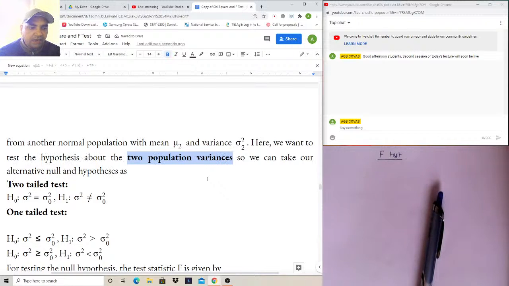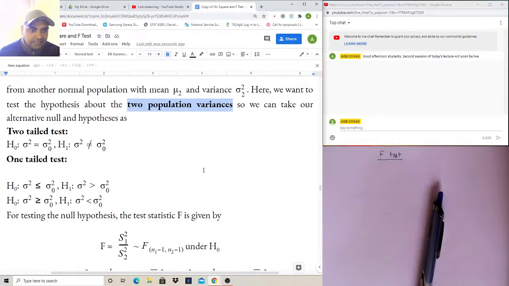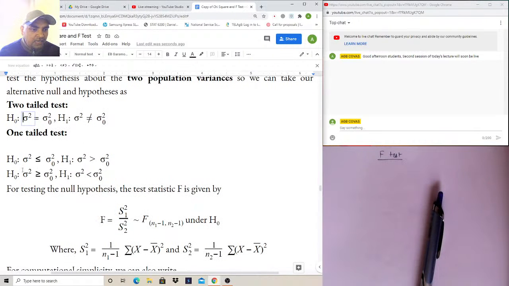So we can take our null and alternative hypotheses as follows. If it is a two-tailed test, the null hypothesis says that the variance of the first population is equal to the variance of the second, and its converse will be the alternative hypothesis. Similarly, in the case of a one-tailed test, the null says the first is less than or equal to the second, and its alternative will be its complement. Similarly for the other tail test.